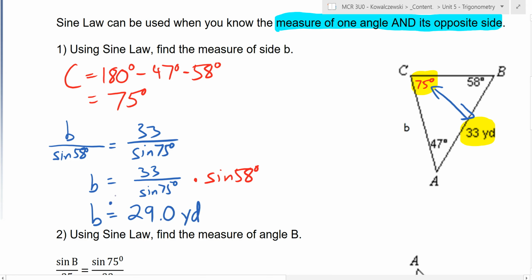So just remember, just like when we did our other trig work, I'm not using any decimals here. I'm not rounding anything until the very end. Very, very important that you do that as well.